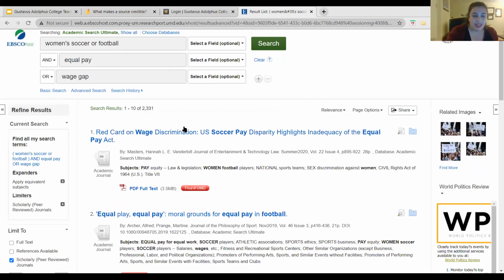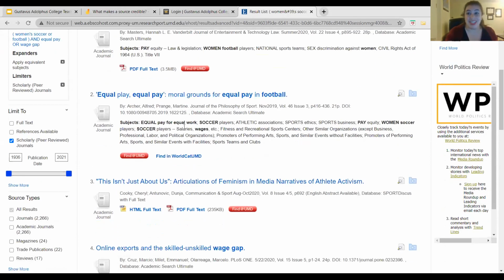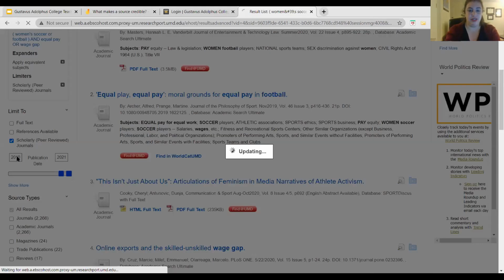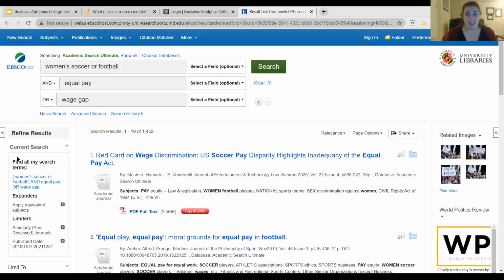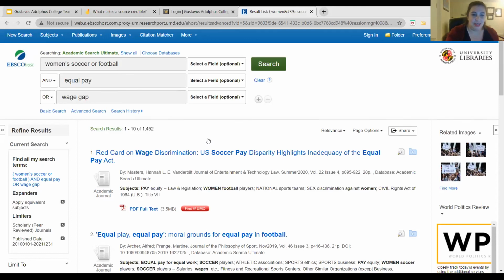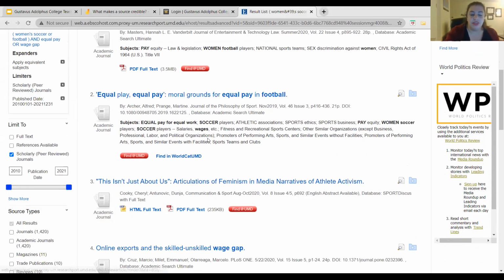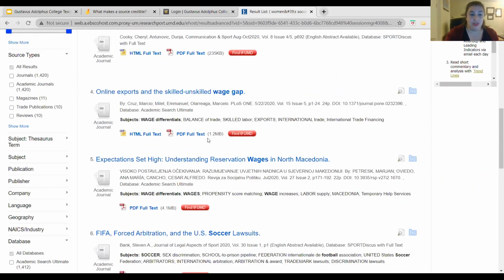So another way that I can narrow down my search is by date. And I am looking for really recent information. So I'm going to go back about 10 years to 2010 in my search, which still gives me over 1,400 results. So there's a lot of different ways that you can narrow down a search.